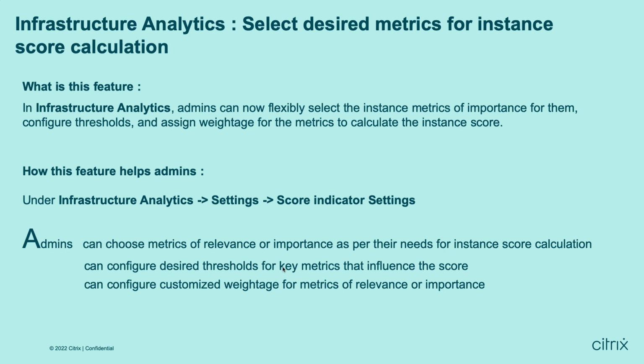So how does this feature help the admins? As we see from a discoverability aspect, it exists under infrastructure analytics settings, score indicator settings. So with this, the admins can choose the metrics of relevance or importance as per their needs for the instance score calculation. The admins can also configure the desired thresholds for the key metrics that influence the score, and the admins can configure customized weightage for those key metrics of relevance and importance.